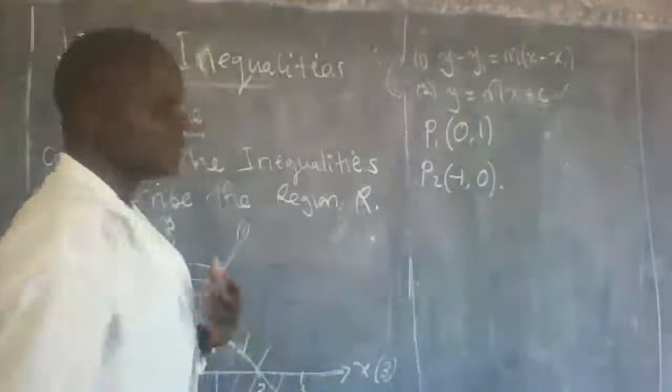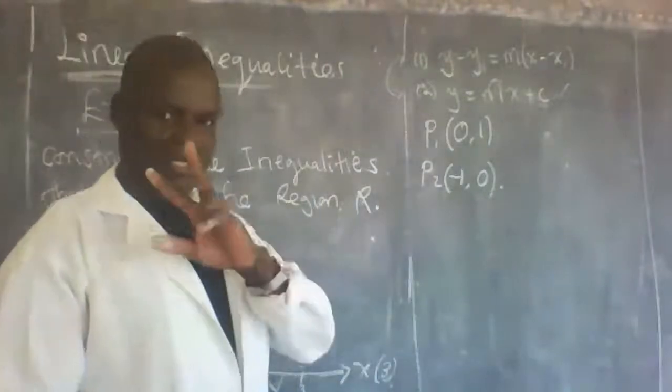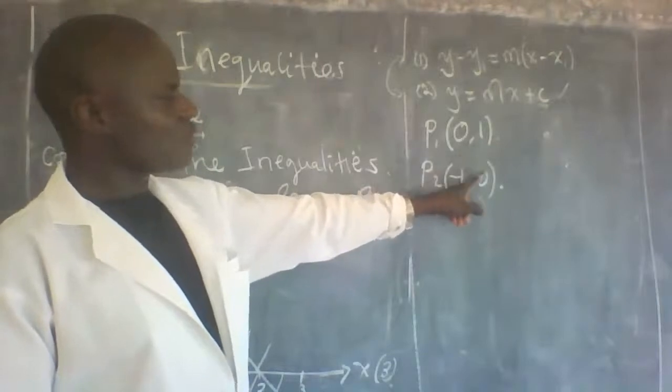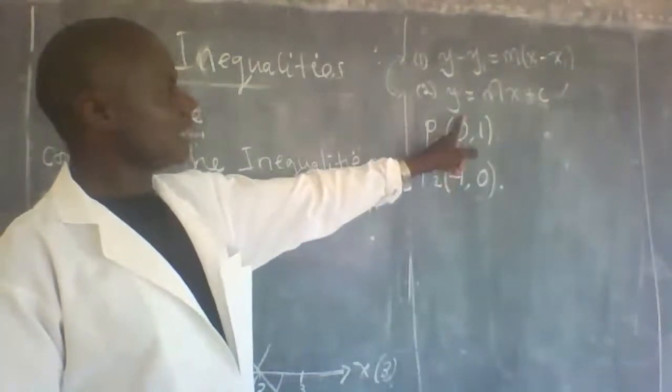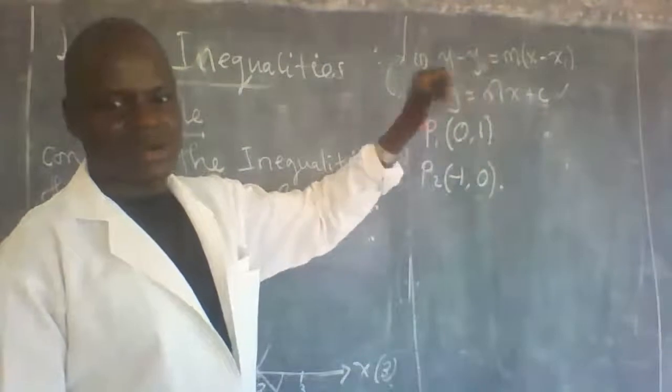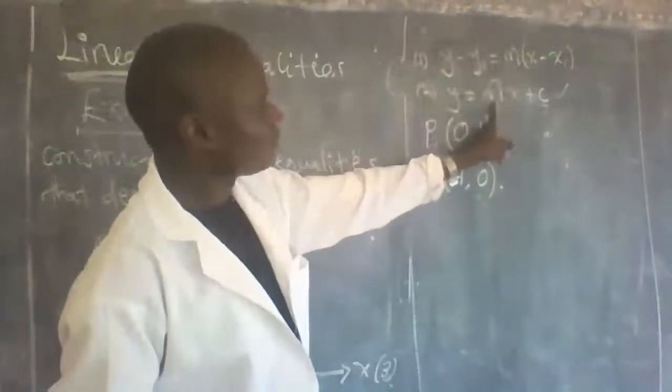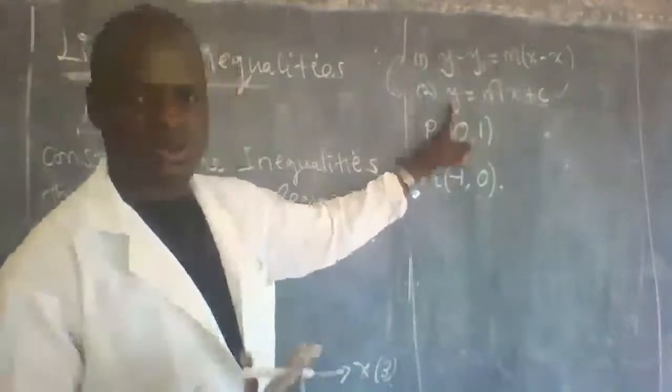It becomes easier for me to find the gradient. I just need 2 points. Point 2 is x2, y2, and point 1 is x1, y1. So now, let me find the gradient, which I'm just going to substitute. This is a variable, we don't substitute.